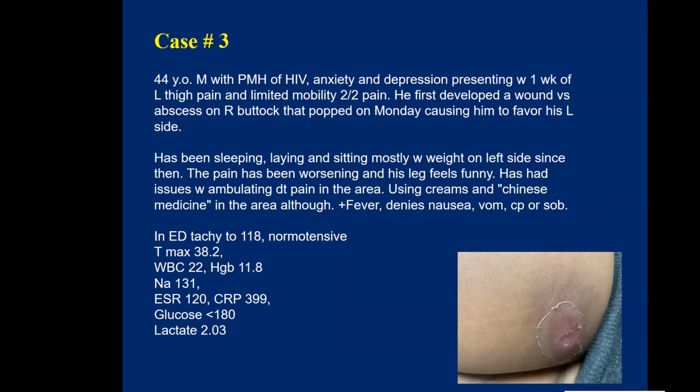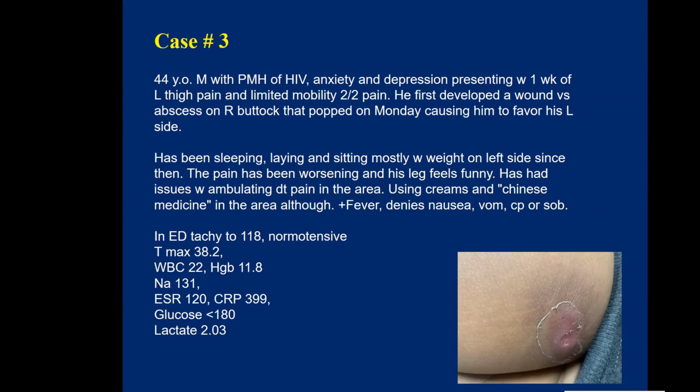The patient is a 44-year-old male with HIV, anxiety, and depression. He came in with a week of left thigh pain and decreased mobility due to pain. He had developed a wound in his right buttock, and then he comes in with left thigh pain, and this is a picture of his right buttock. That's what I could find on media in Epic. Sorry, we didn't take pictures of the leg.